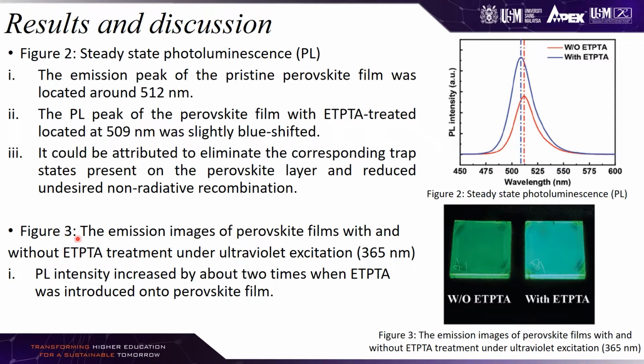Figure 3 is the emission image of perovskite film with and without ETPTA treatment under ultraviolet excitation at 365 nanometer. The PL intensity increased by about 2 times when ETPTA was introduced onto the perovskite film. As we can see from this figure 3, the object treated with ETPTA is brighter, and the PL intensity is actually 2 times compared with the object without ETPTA treatment.